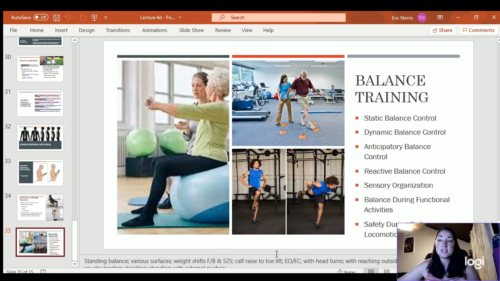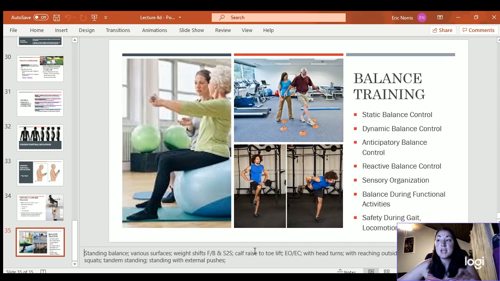Some of the ways that we can change balance activities is changing the surface. We can do weight shifts, front to back or side to side. Calf raises and toe lifts are good. Even seated, you can tap your toes and tap your heels and work on those in a seated position, seated marching. Closing the eyes and opening the eyes can change balance. So if you're wanting to progress an activity, you could just have them do it with the eyes closed and that will be significantly more hard.